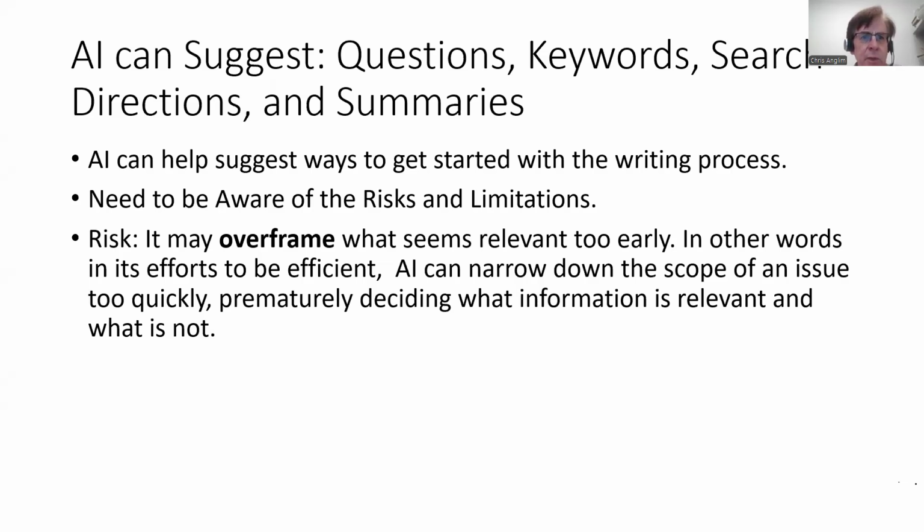AI can help suggest ways to get started with the writing process. You need to be aware, however, of the risks and limitations. One of the risks is that AI may overframe what seems to be relevant too early. In other words, you don't want to cut off your search before you have come up with an effective answer. You want to make sure that you go through the entire research process. In its efforts to be efficient, AI can narrow the scope of an issue too quickly, prematurely deciding what information is relevant and what is not.